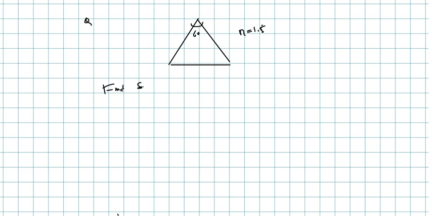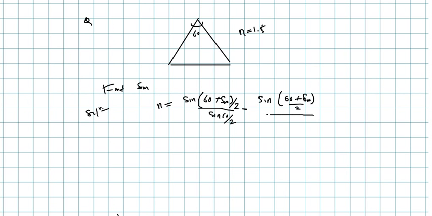How will you do this? Very easy. We know the relation now, n equals 1.5, absolute refractive index is 1.5, that means the surrounding medium is air. So, sine of (60 plus delta m) by 2 divided by sine of 60 by 2, then sine 30 degree, sine 30 degree is half. So, here it is 1 by 2. Now, refractive index n equals 1.5 means 3 by 2.